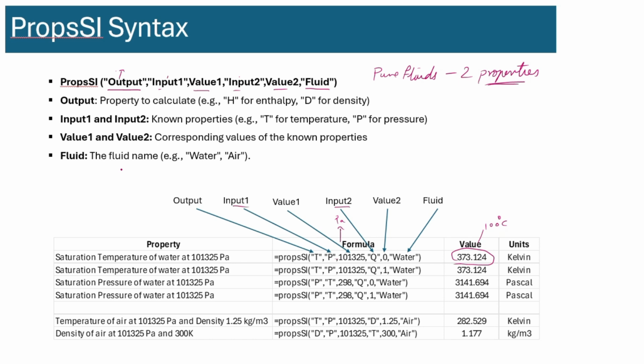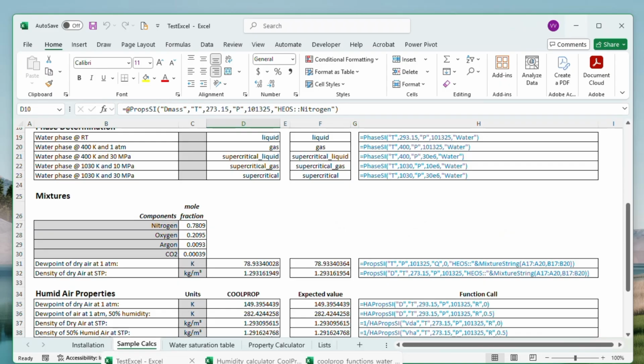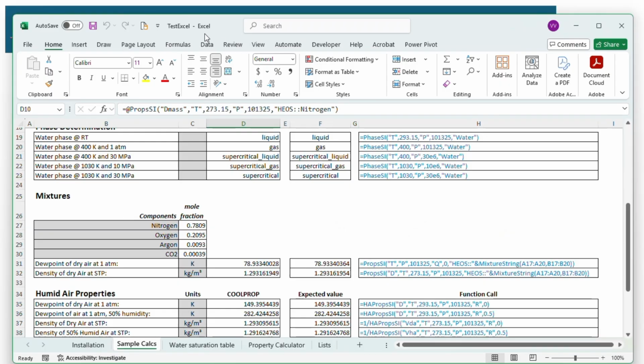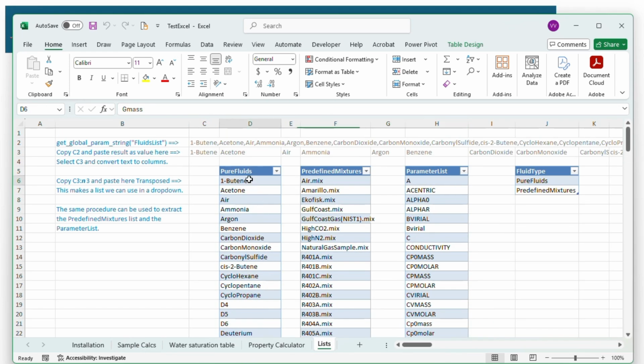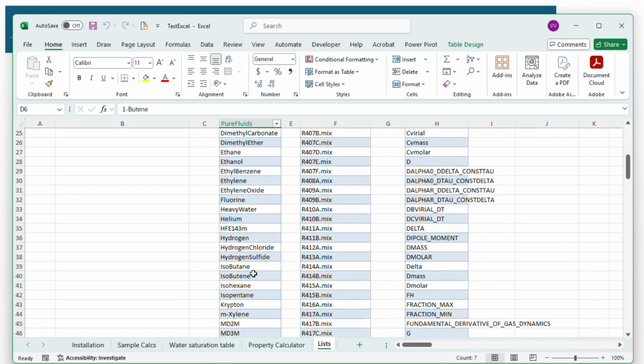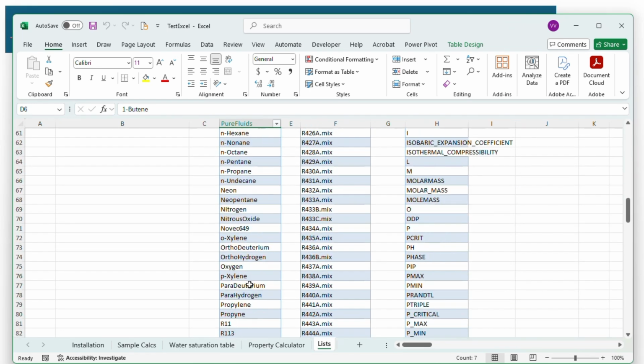Now, if you don't know the name of the fluid, or if you, for example, put water as not exactly caps in the first, sometimes it is case sensitive. So make sure you have the name written correctly. The way you can check whether you have the names written correctly is by going back to this Excel file, the test Excel, and going to the list, and you can see how the names of each fluid are written so that there's no error.